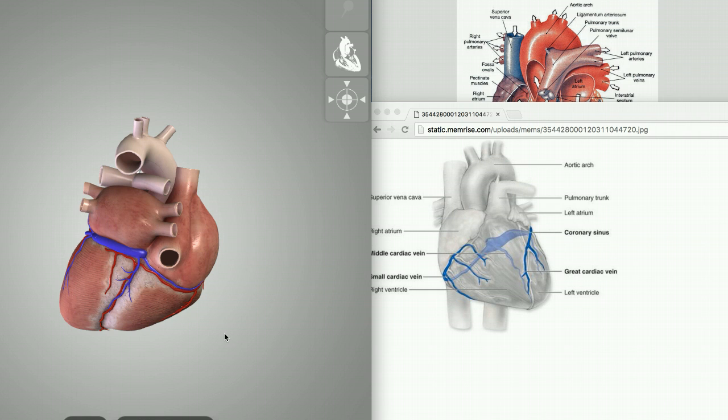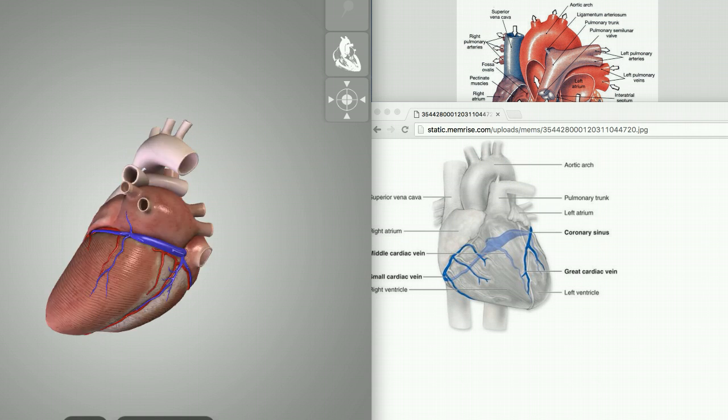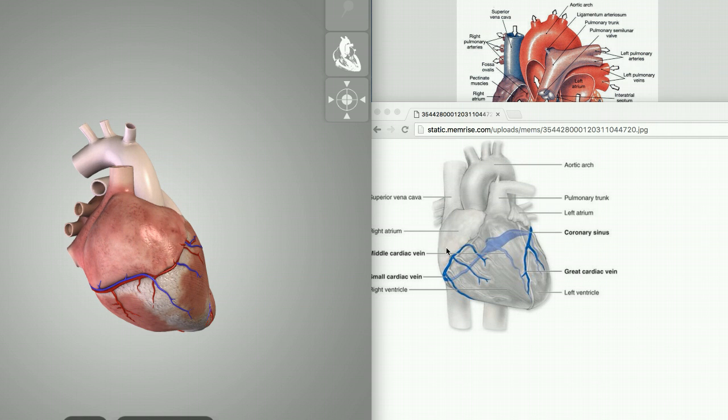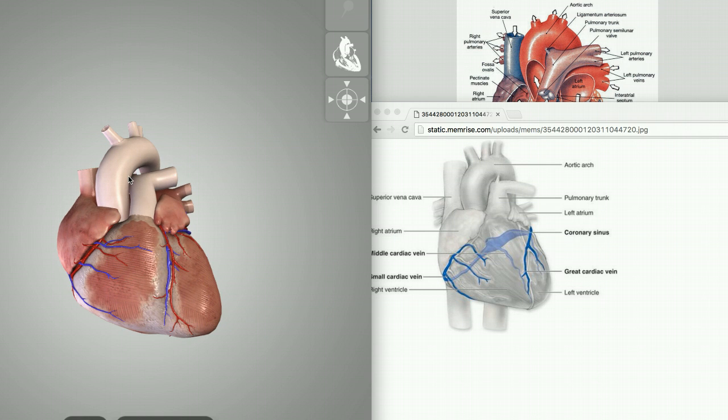And then you have the small cardiac vein. If I was to go back to medial, these ones here, the blue ones, are near just below the right ventricle. And you can see here it's labeled as the small cardiac vein. So that's the surface anatomy of the heart and what it looks like.